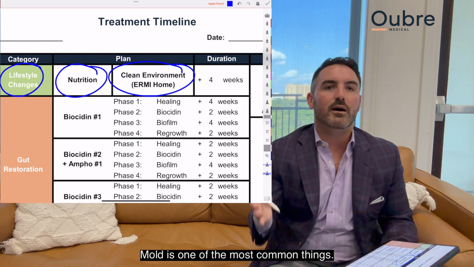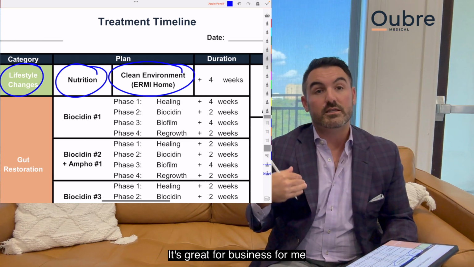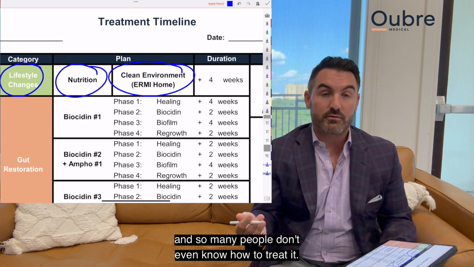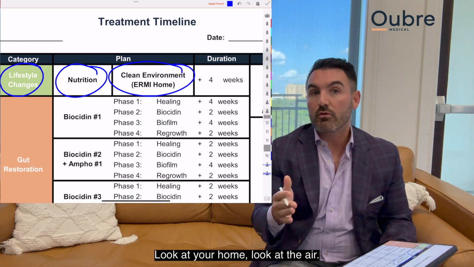Mold is one of the most common things. It's great for business for me because so many people are missing it. Conventional doctors aren't talking about it, and so many people don't even know how to treat it. Look at your home, look at the air.